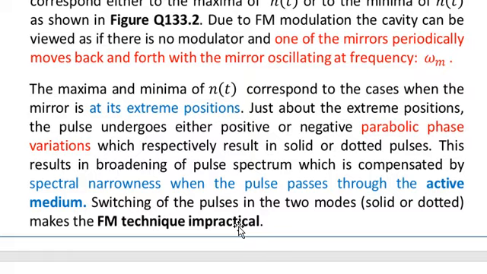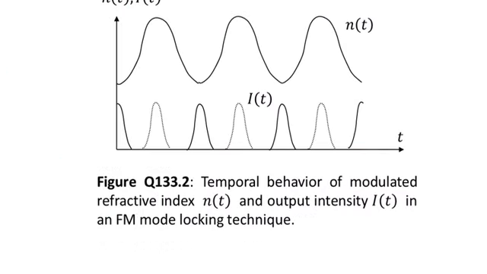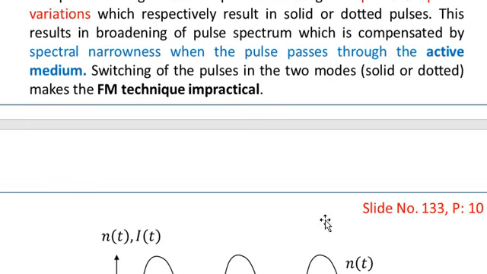So you see that in the FM technique, as I mentioned earlier, two types of pulses can oscillate within the laser cavity, and two pulses, that is the solid pulses and the pulses in dotted, will come out also as an output from the laser source. And due to the presence of these two types of pulses, the FM technique is impractical.